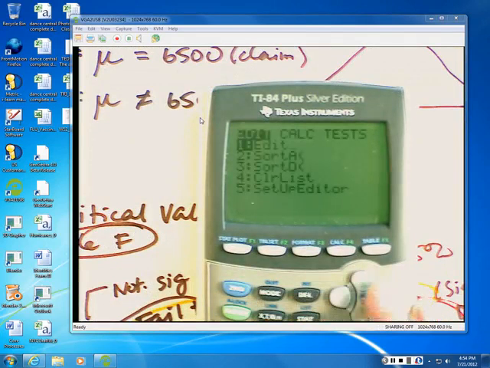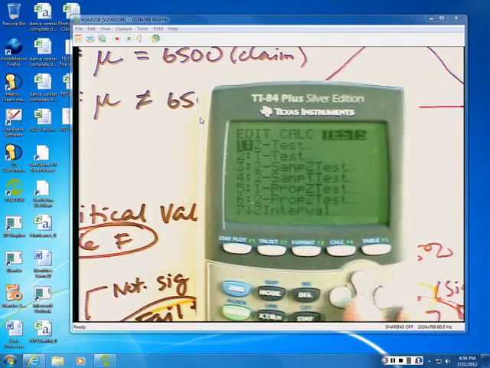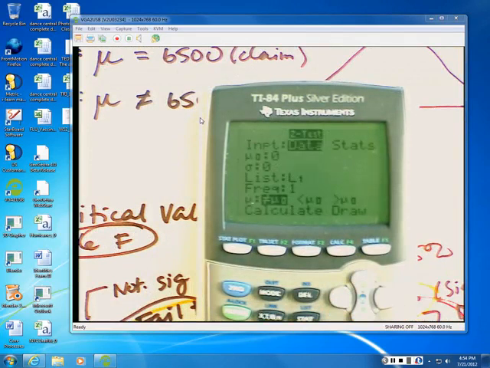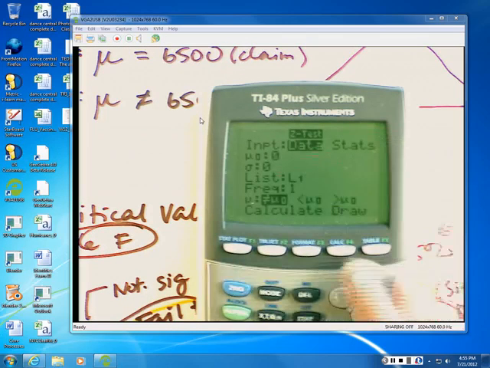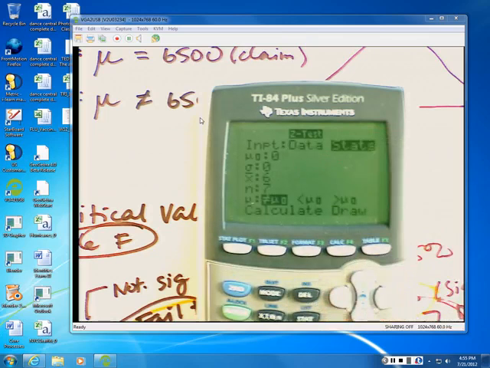I arrow over to Test, just like we did. I pick that Z-test. This all looks the same. So then I go ahead and input my data. So I want stats. This was 6,500. This was 120. X bar was 6,600 and n was 40. Not equal, and I'm going to calculate that.